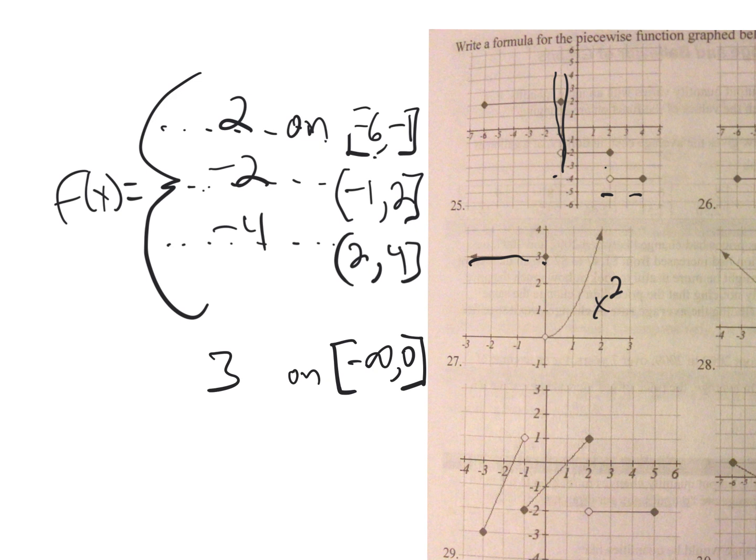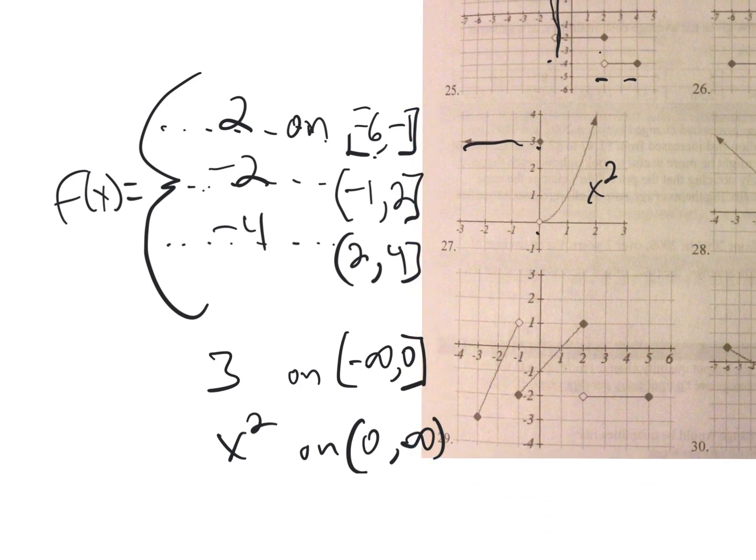Whoops, what did I do wrong here? I should have left this as open, because it can't reach infinity. And then I'm going to use x squared on 0 to infinity. And both of those are open because of the hole. Okay, so there are some toolkit functions.